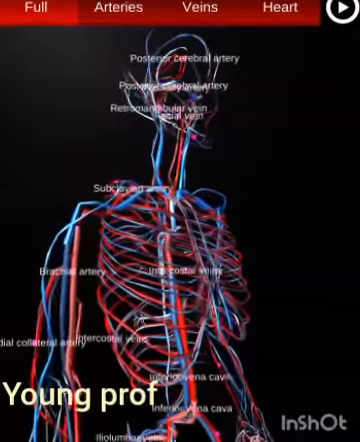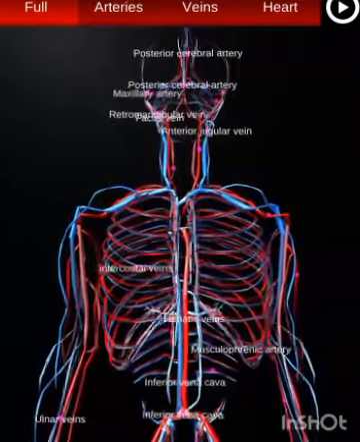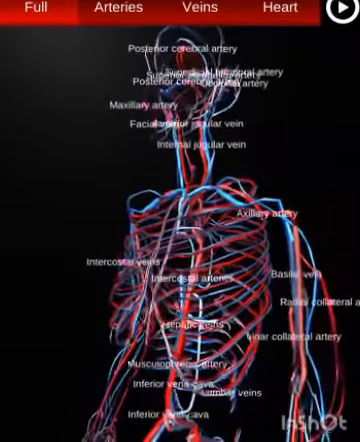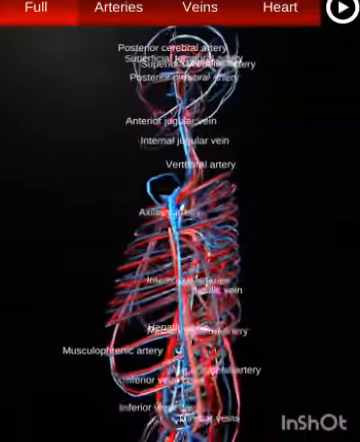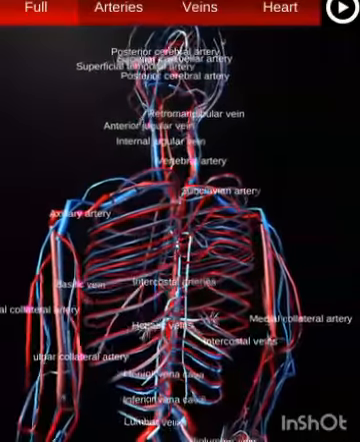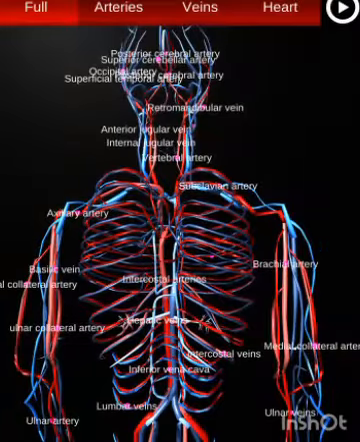An important concept: the circulatory system. When we talk of the circulatory system, we are talking about how blood moves around our body. With the circulatory system, we start with the master of the circulatory system, and this is just a full view of the human body.